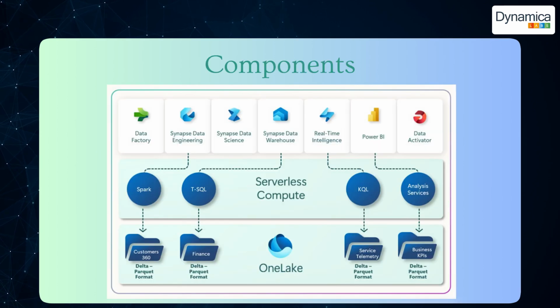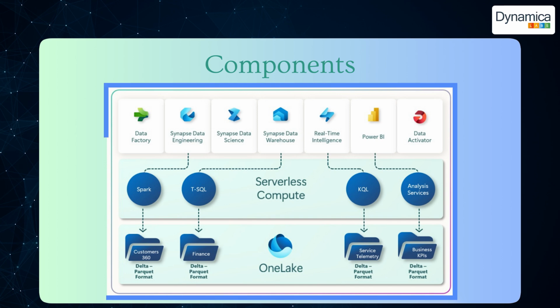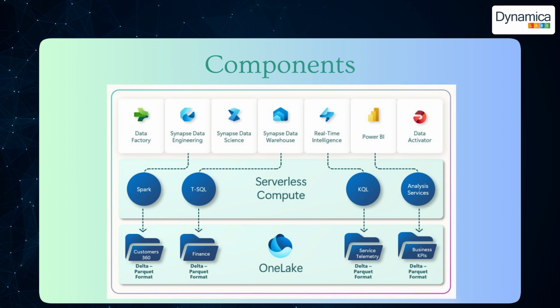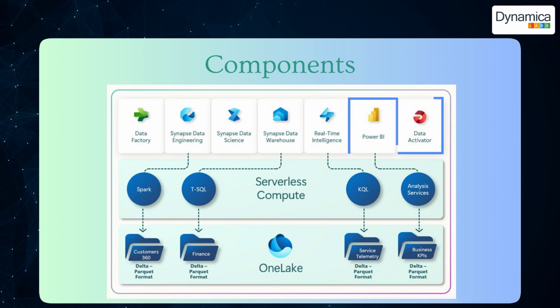So, what components make up Microsoft Fabric and create this platform? Here on the slide, you can see the 7 main products that Microsoft defines as the components of Microsoft Fabric. I'll start on the left and move to the right. Data Factory, Synapse Data Engineering, Synapse Data Science, Synapse Data Warehouse, Real-Time Intelligence, Power BI, and Data Activator.